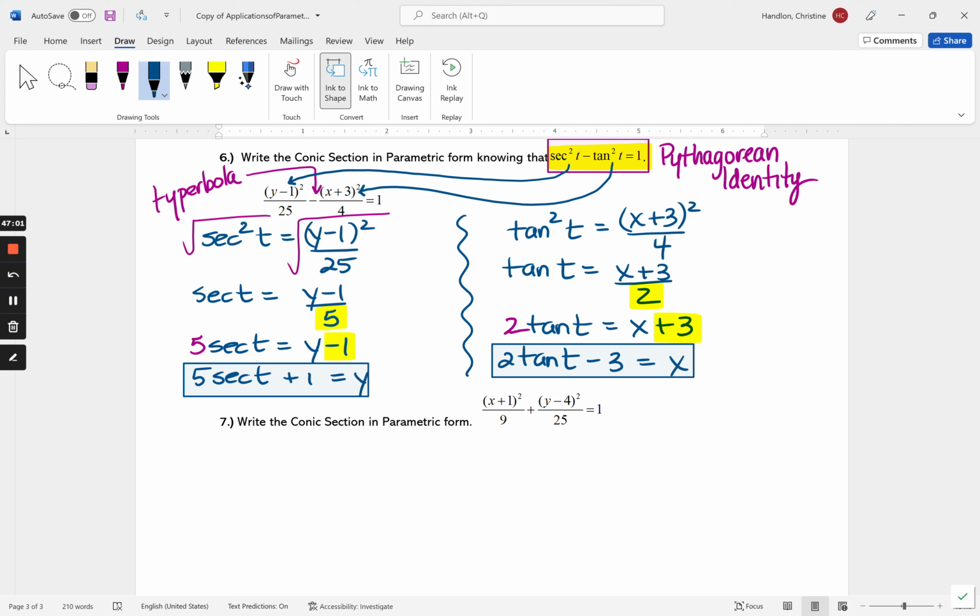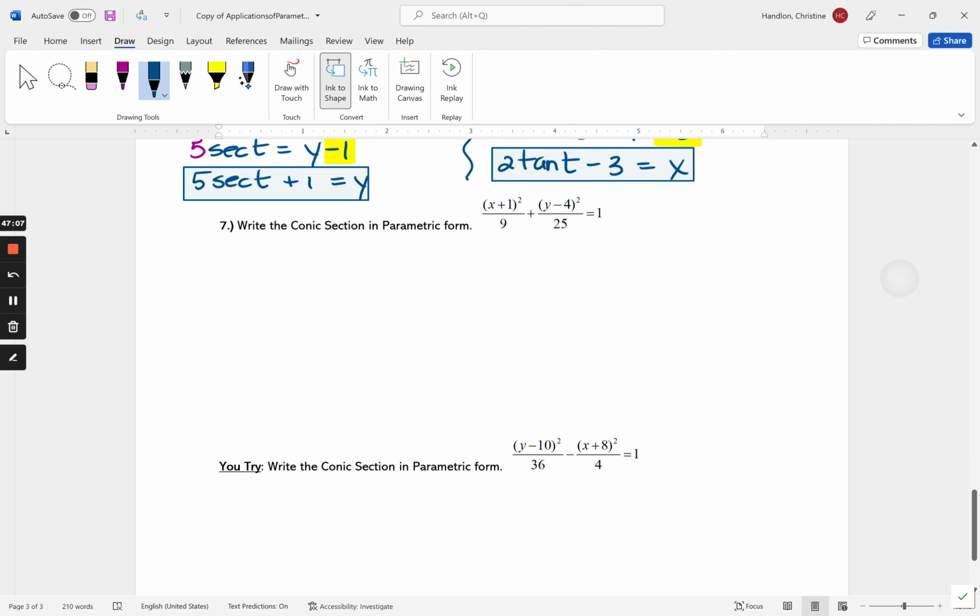So hopefully you understand this. I am going to leave problem 7, and this should have been problem 8, for both of them to be tried by you. Please notice that this one's the ellipse one and this one's the hyperbola one. So make sure you are using the correct Pythagorean identity when rewriting this rectangular equation into parametric form.